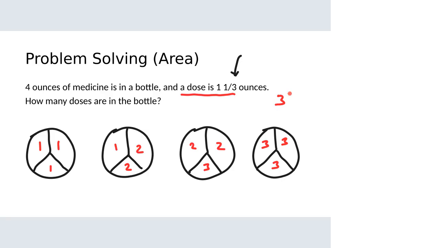I mentioned that for this particular question, you may do your labeling a little differently. You might do that for your first dose, and then for your second dose, you might say, well, it's a whole ounce plus another third. And then for your next dose, it's a whole ounce plus another third. Then you still wind up with three total doses in your bottle. That works fine too. You don't have to do it left to right. I tend to, but you don't have to. Let me know if you have questions on this before I have you try one that's similar.